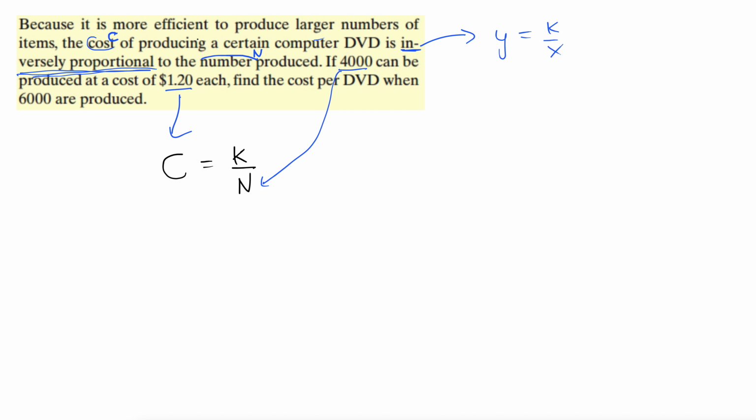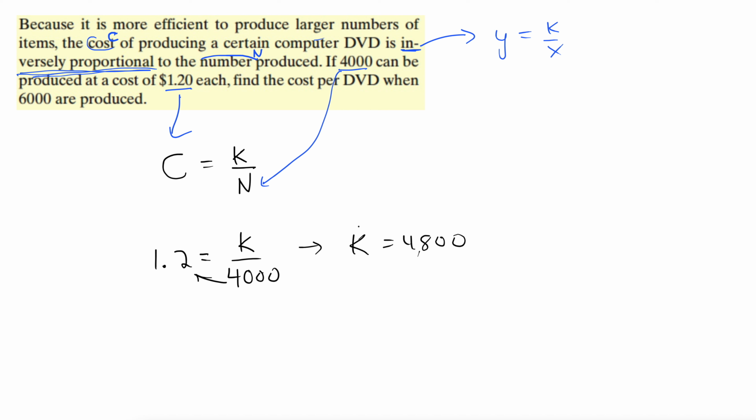So let's use that to solve something here. We decided that cost was $1.20, so I'm just going to put in 1.2 equals k, which we don't know, that's what we're solving for, over 4,000. Multiply that up, and that tells us that k is, you probably have to use a calculator for that, 4,800. Now we set up our new equation.